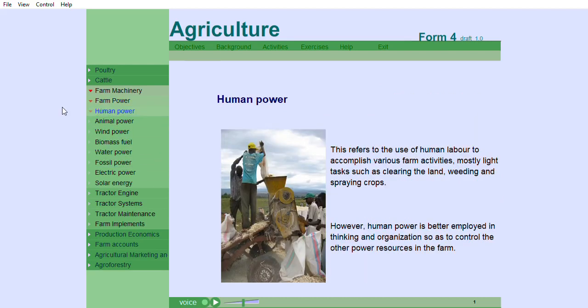Human power. This refers to the use of human labor to accomplish various farm activities, mostly light tasks such as clearing the land, weeding, and spraying crops. However, human power is better employed in thinking and organization so as to control the other power resources in the farm.